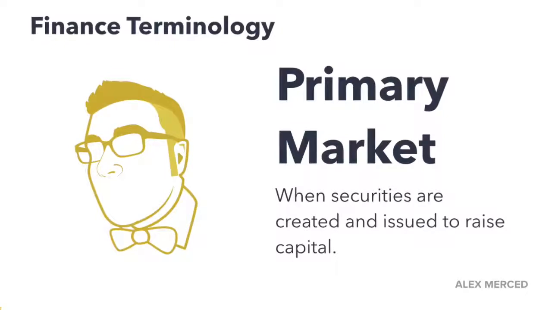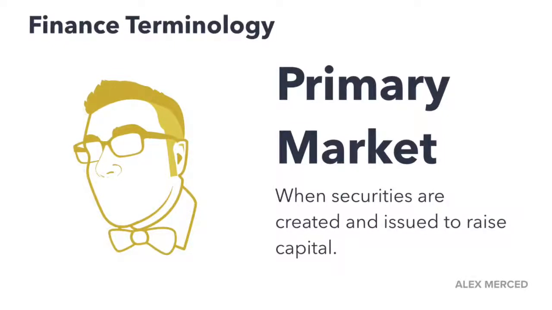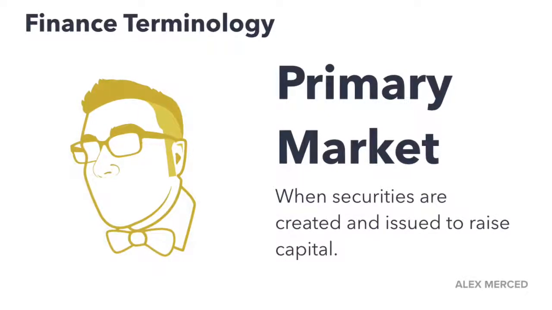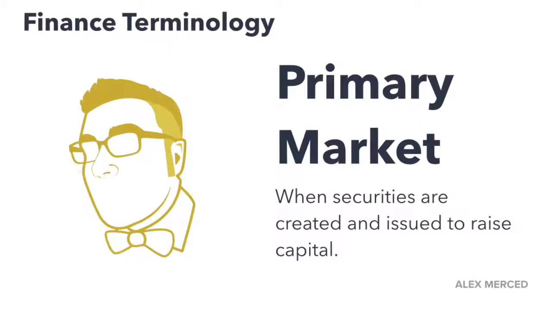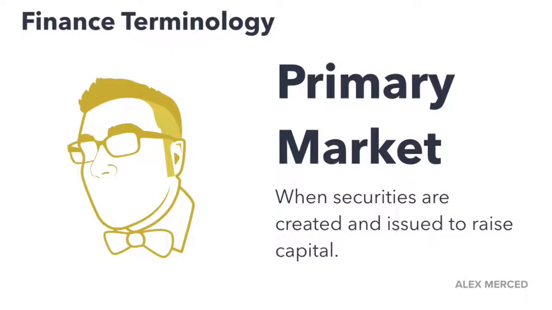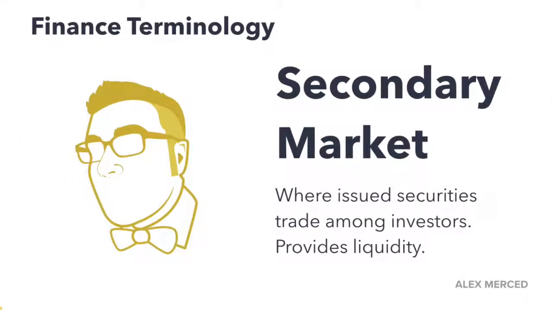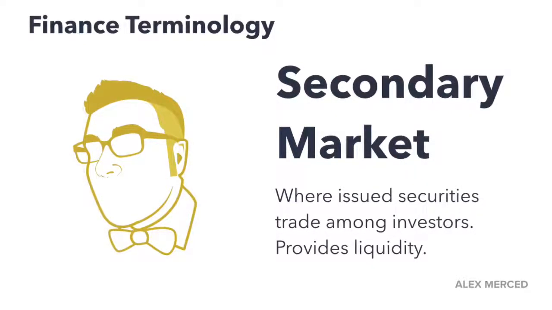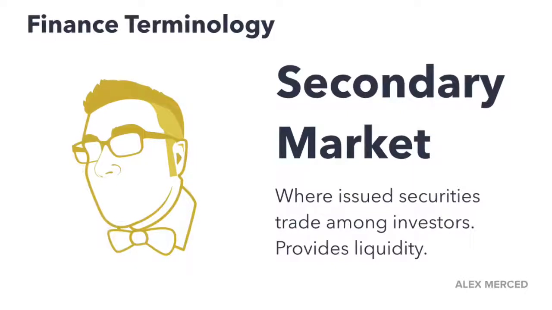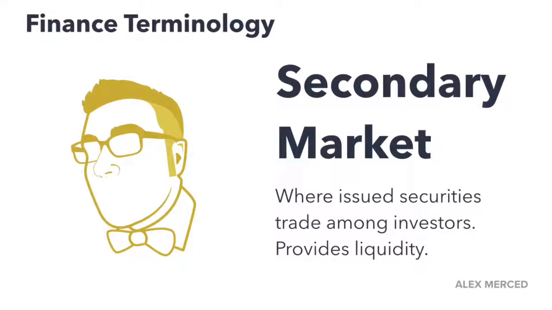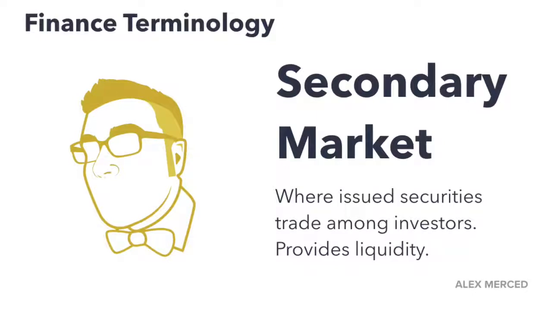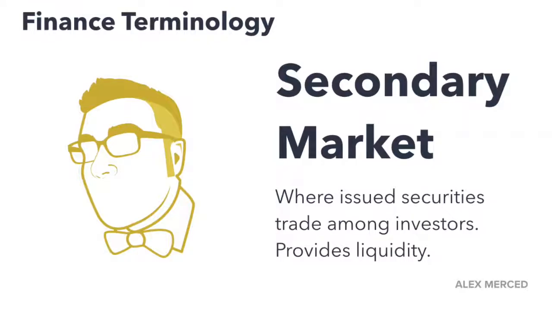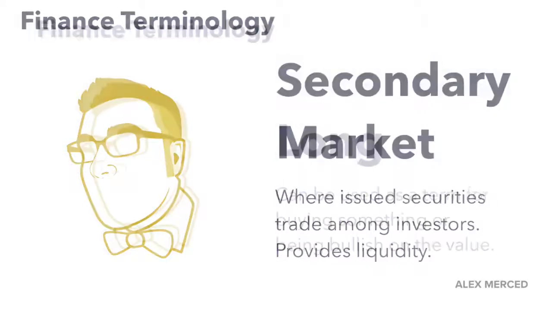The primary market. When securities are created and issued to raise capital. So when a new stock is created and sold for the first time, when a new bond is created and sold for the very first time, these are known as primary market transactions. The secondary market, where issued securities trade among investors. This provides liquidity. So when someone buys a stock in the primary market, let's say new shares of Facebook that were originally issued at their IPO price of $38, when they sell to another investor for a price that is higher or lower, that is a secondary market transaction.